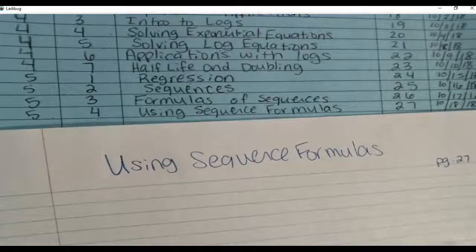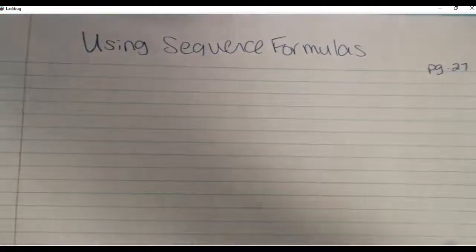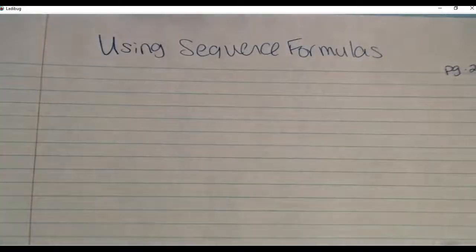So, yesterday we wrote the formulas. Today we're going to use them. I told you that the explicit formula lets you find any of the terms. So, it's pretty useful. The recursive formula only lets you find the term if you know the previous term. So, we're not going to use the recursive formula, we're going to use explicit.